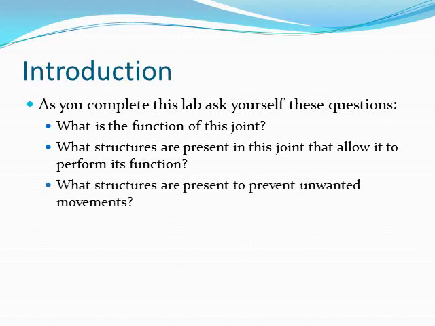Finally, ask yourself and look for in the models, what structures are present to prevent unwanted movement? All right, so why doesn't your elbow bend all the way back? As you study that joint, looking at the models and the bones, what things are in there naturally that are going to keep this joint from hyperextending? What's going to keep it from moving sideways? That's what your goal is on the next couple lab stations.